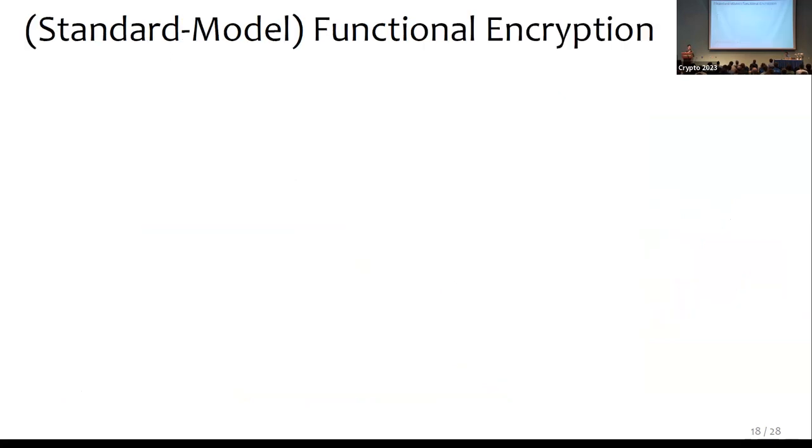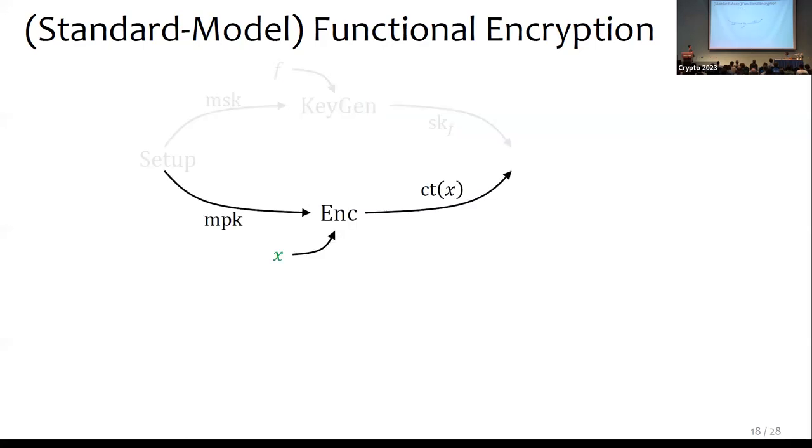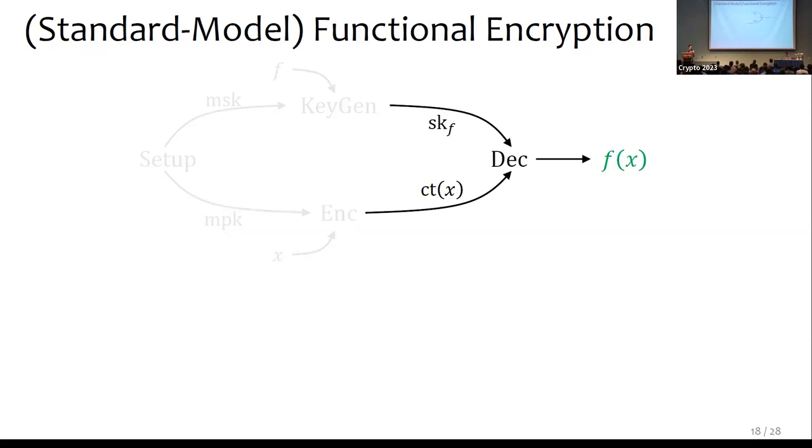To construct the ideal obfuscation, we need a standard model tool, functional encryption. So for functional encryption, you have a data owner who sets up the system, generating the master key pair. Using the master secret key, you can generate a functional key for any function. And using the master public key, you can encrypt any input to this function. And then decryption will yield the function evaluation result, but nothing more.